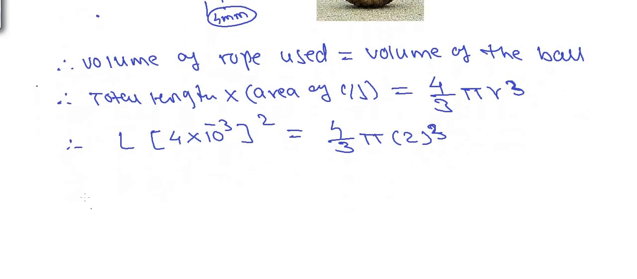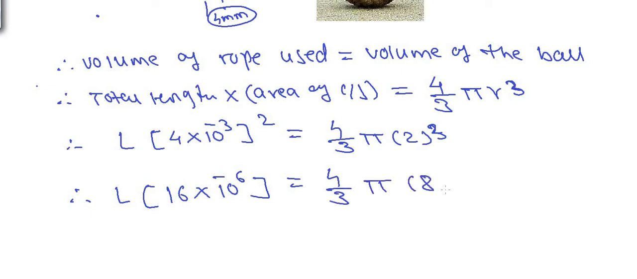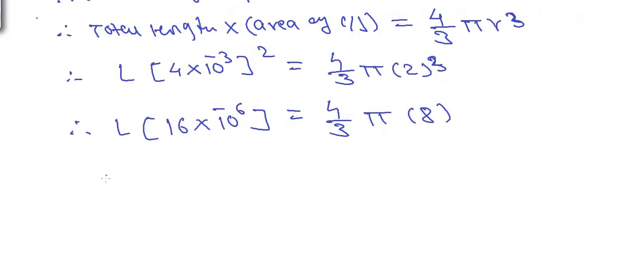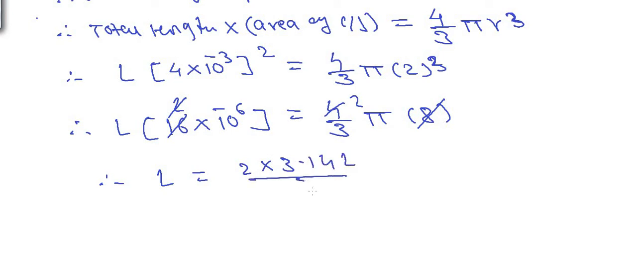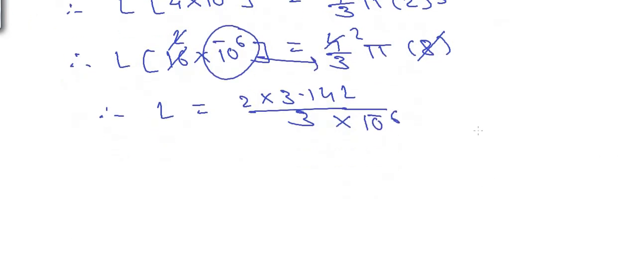And therefore we can write, L into 4 into 10 raised to minus 3 square. Now 4 square is 16 and 10 raised to minus 3 square is 10 raised to minus 6. That is equal to 4 by 3 into pi into 2 cube. 2 cube is 8. Now the next step is, we can write this 8 to the 16 and 2 to the 4. So we get L is equal to 2 into pi, which is 3.142, divided by 3, multiplied by 10 raised to minus 6 shifted to the right hand side, so it will go to the denominator, divided by 10 raised to minus 6.